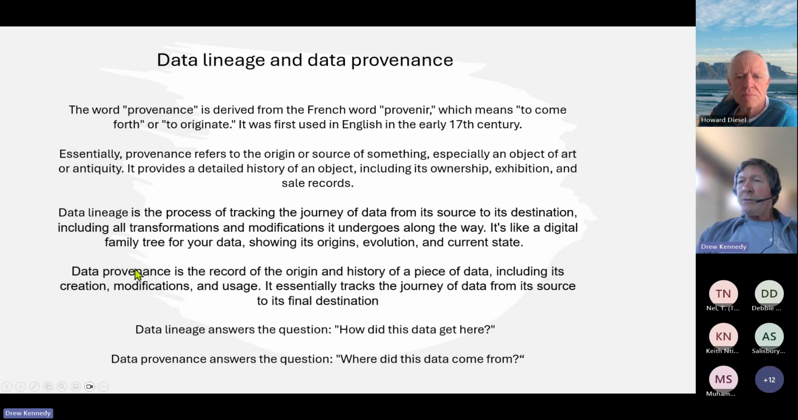Where provenance is the record of origin and history of the piece of data, when it was created, modified, used, lineage tracks the journey from source to its final destination. So lineage tells us how this data got here, and provenance tells us where this data came from. Hopefully that does clarify things just a little bit.